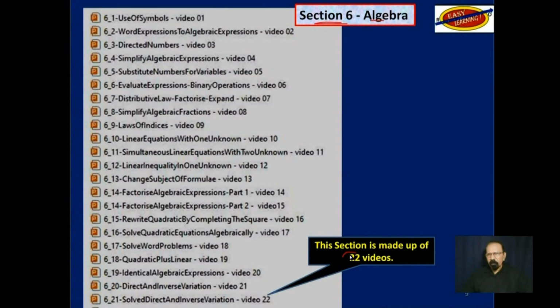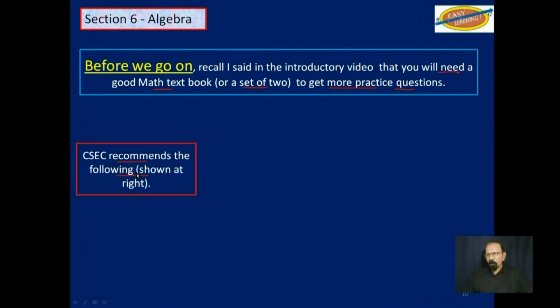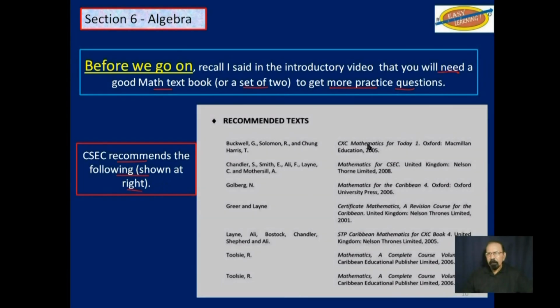Now we are at section 6, algebra. This section is made up of 22 videos from 21 objectives. Before we go on, recall I said in the introductory video that you will need a good math textbook or a set of 2 to get more practice questions. CSEC recommends the following, shown at right, these over here.